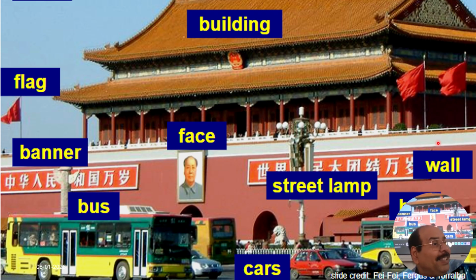So we will be writing algorithms wherein we take an input image like the one that was there in the previous slide, that gives you an output image where the different components of this image are being identified, whether it is a building, a flag, banner, face, bus, street lamp, cars, wall, or anything else. Okay?